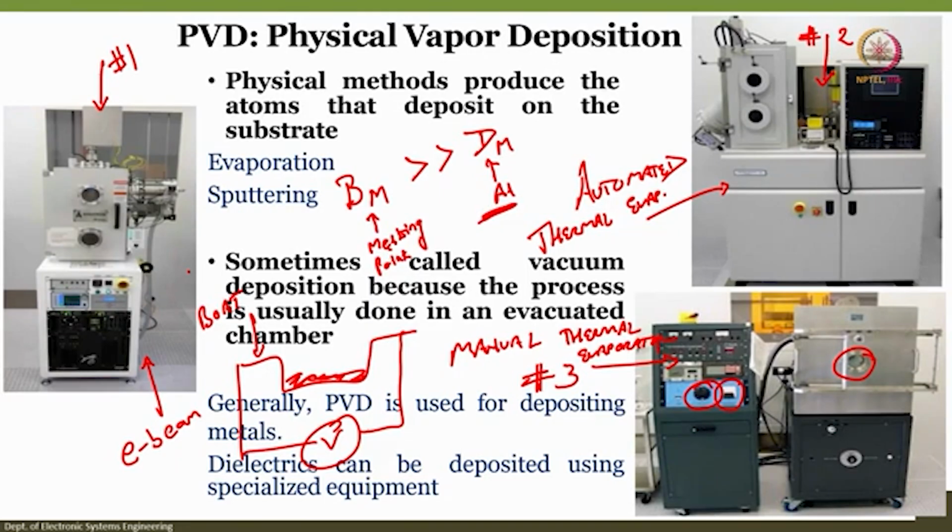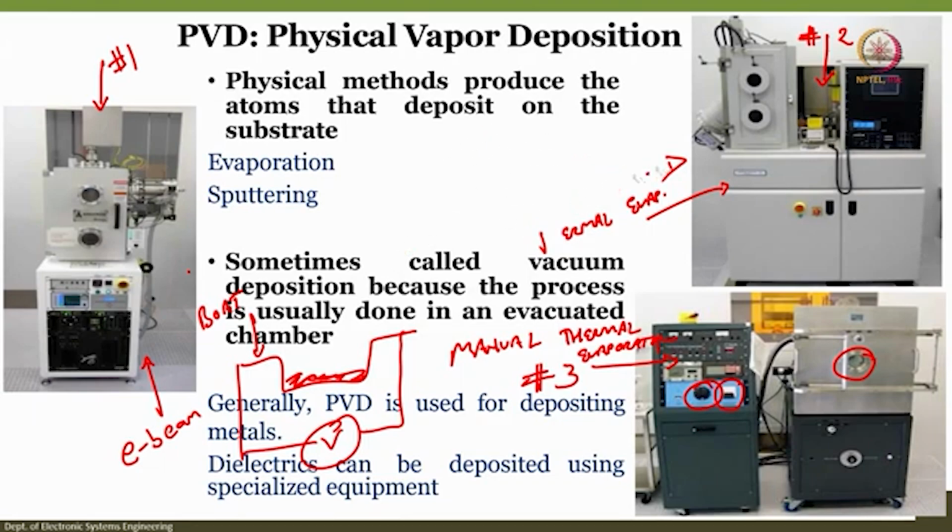If the material has a melting point similar to the boat material or way greater than the boat material, then thermal evaporation fails. We cannot use thermal evaporation where the melting point of the material we are depositing is way higher than the melting point of the boat material. So, you need to be careful about where to use a thermal evaporator and when not to use it.